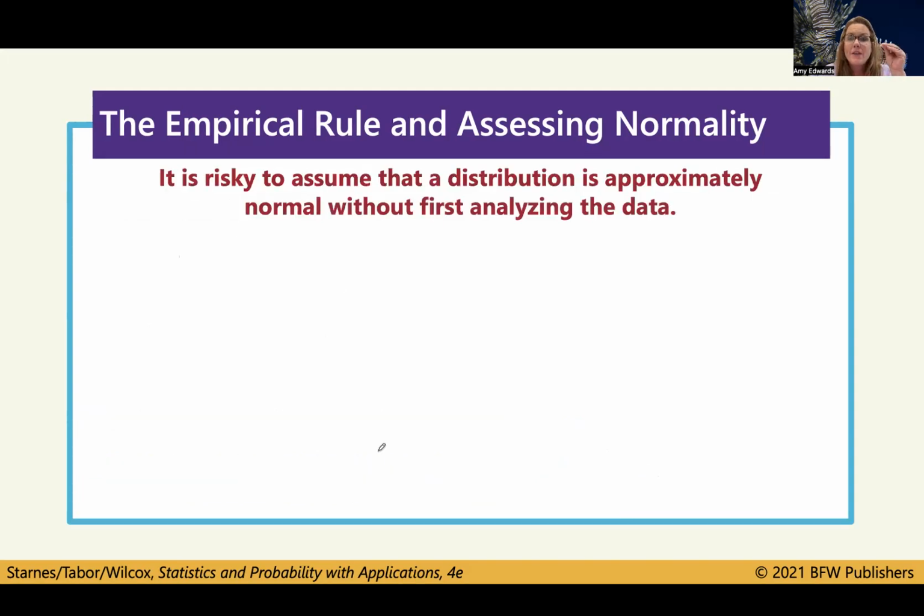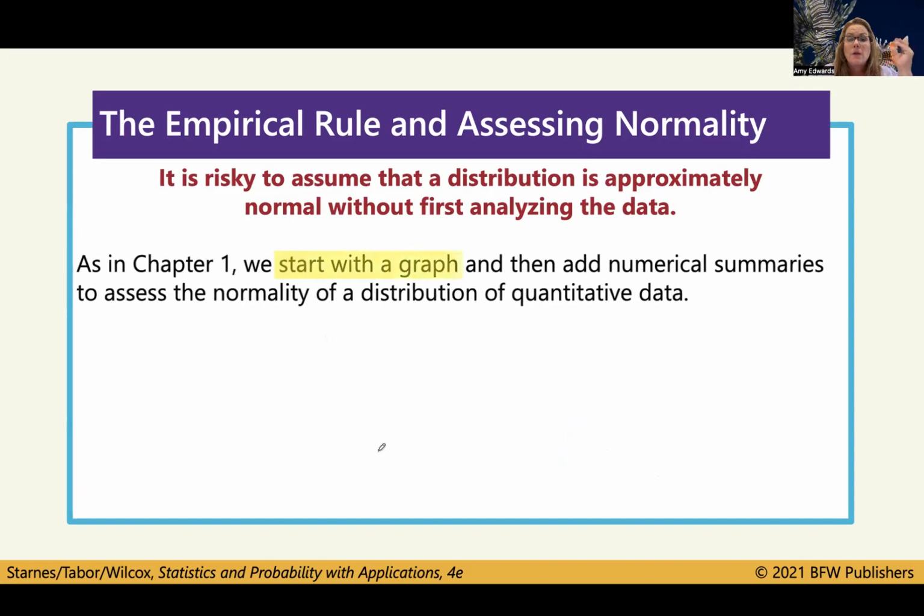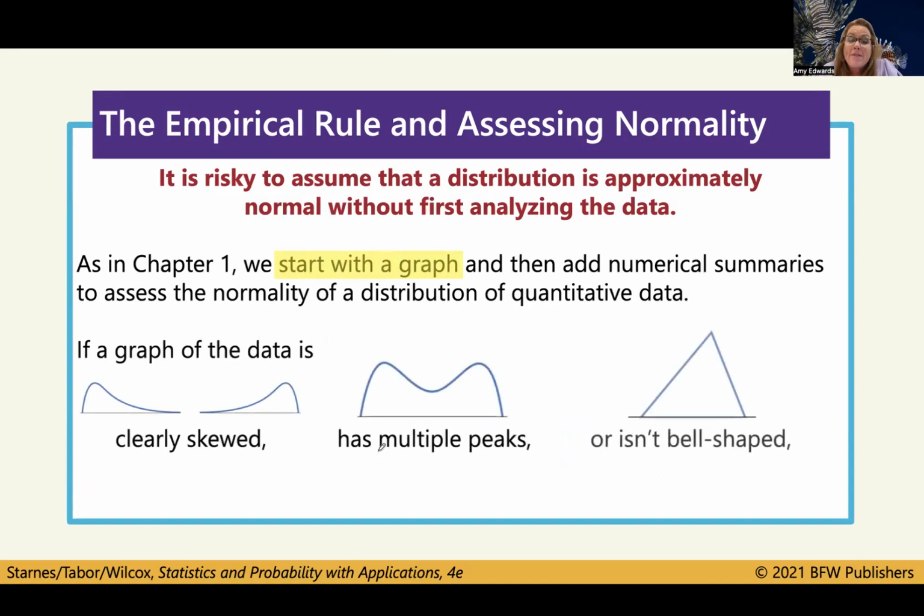Now, it is very, very risky to assume that our distribution is normal unless we analyze the data first, okay? So, first, we started this in chapter 1. We're going to graph it first, and then we're going to add the numerical summaries to assess it. And again, we didn't do this by hand. We did this in Statsmetric, okay? If the graph is clearly skewed, has multiple peaks, or does not look like a bell, we would say it's not normal. And again, you're going to go back and do that dot plot or the histogram to do this, okay? You're not going to use a box plot.